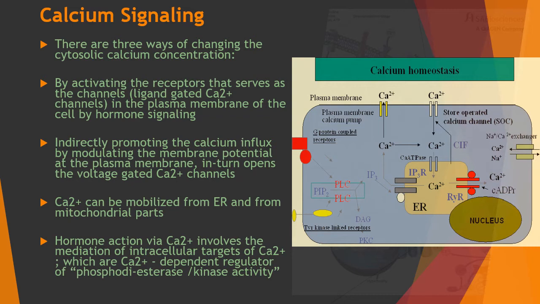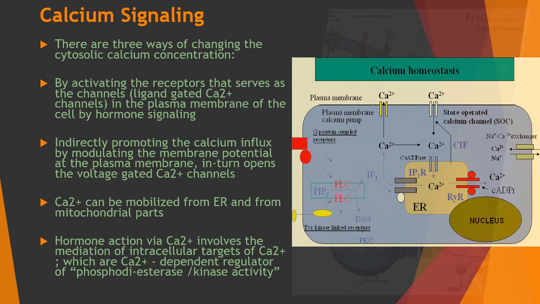So in calcium signaling, there are three ways by which we can change the cytosolic calcium concentration. First and foremost is by activating the receptors present in the plasma membrane. These are specific ligand gated channels which are responsive to hormone signaling. When the hormone binds to these, the channels are opened up, causing a transient spike in the calcium concentration in the cytosol by moving calcium from the outside into the cytosol.